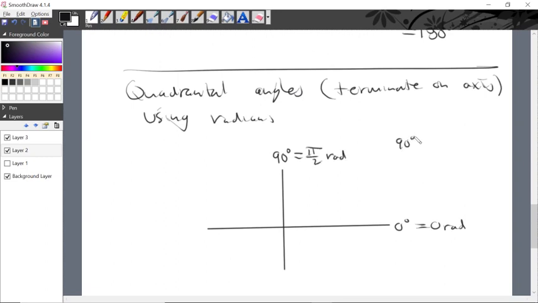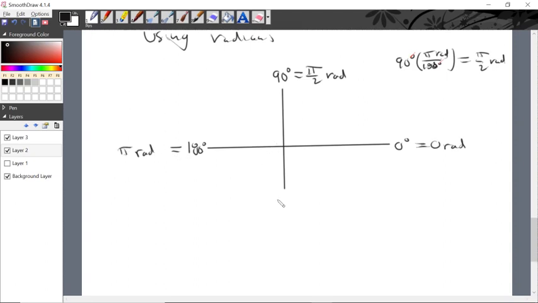Remember the conversion, 90 degrees times pi rad over 180 degrees. This way we can cancel degrees with degrees, the units. You get 90 pi over 180. 90 goes into 180 2 times, so this becomes pi over 2 radians. 90 degrees is pi over 2 radians. And of course, 180 degrees, if we were to rotate towards the negative x-axis, is equivalent to pi radians. 270 degrees would be along the negative y-axis.